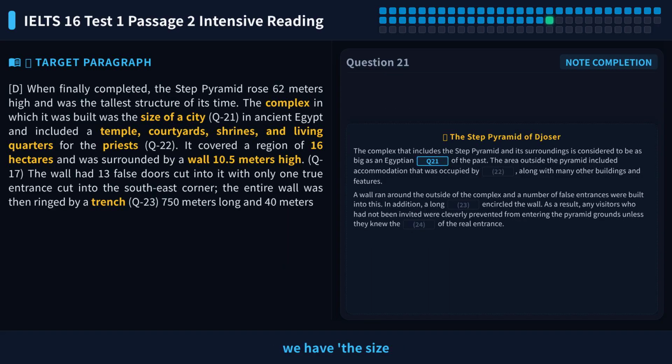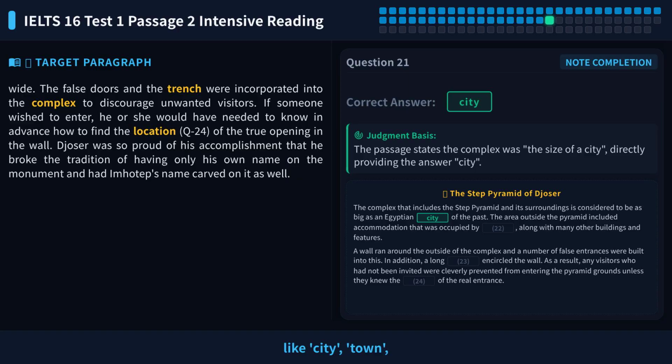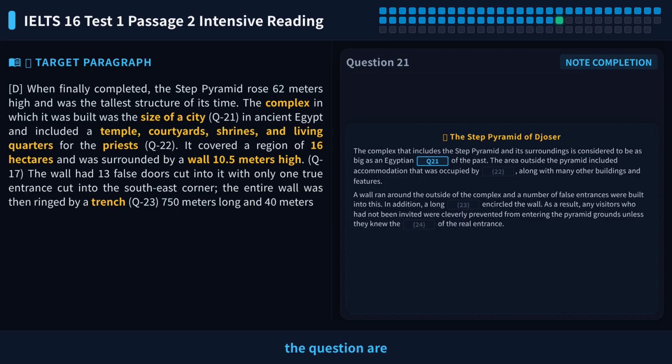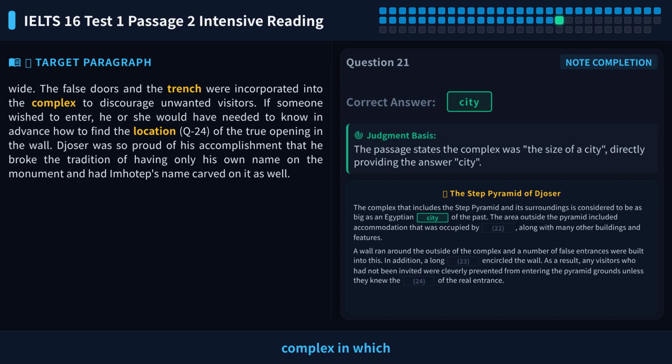Before the blank we have "the size of a," so the answer must be a singular countable noun, like city, town, or village. Let's search the text with this idea. The key words in the question are complex and size. We go to paragraph D and find, the complex in which it was built was the size of a city. The word city is right there.